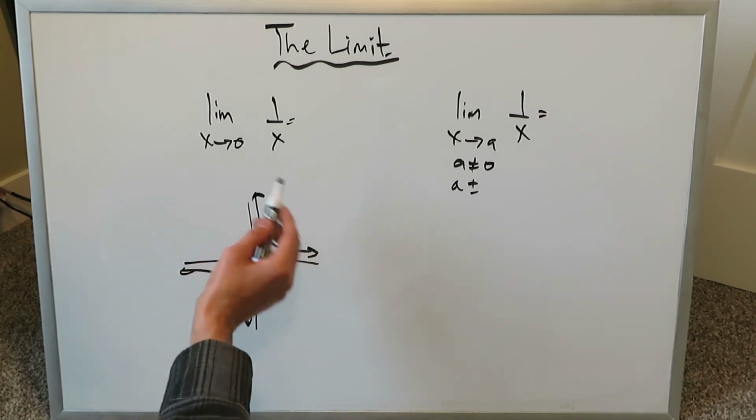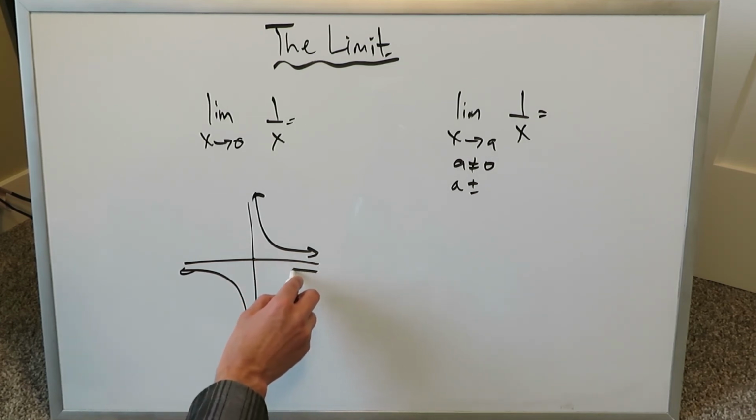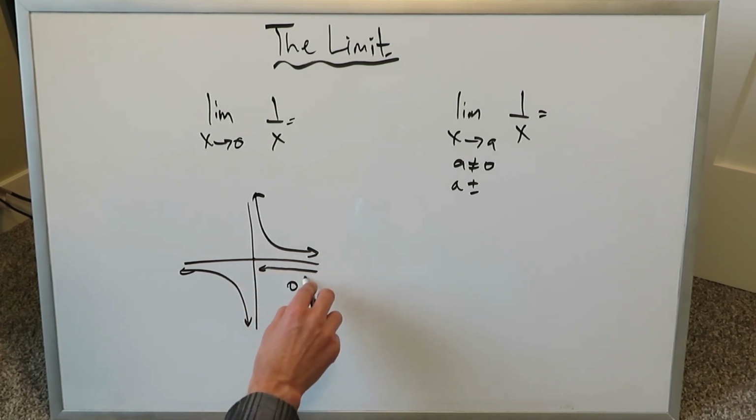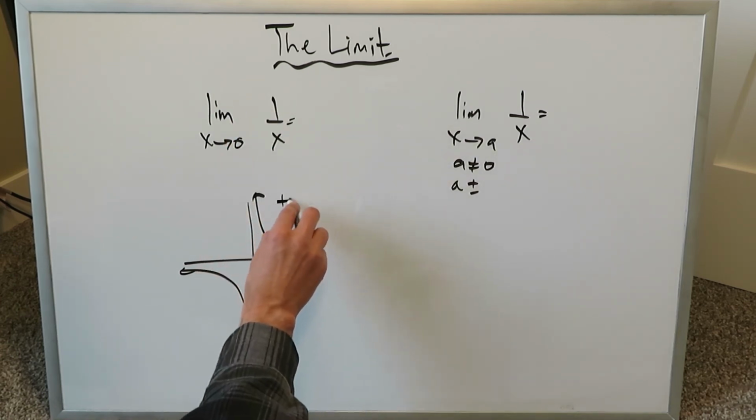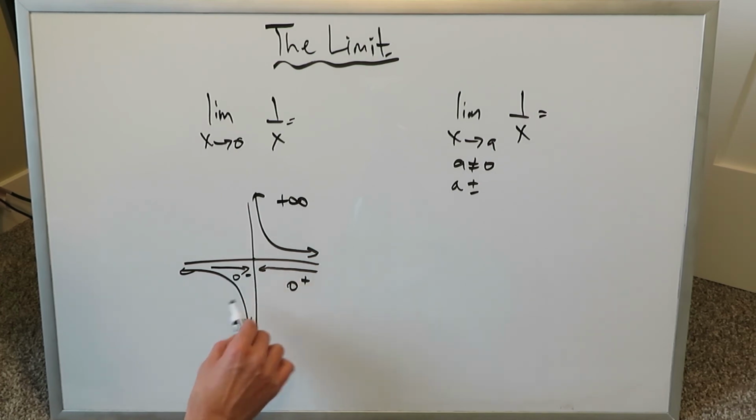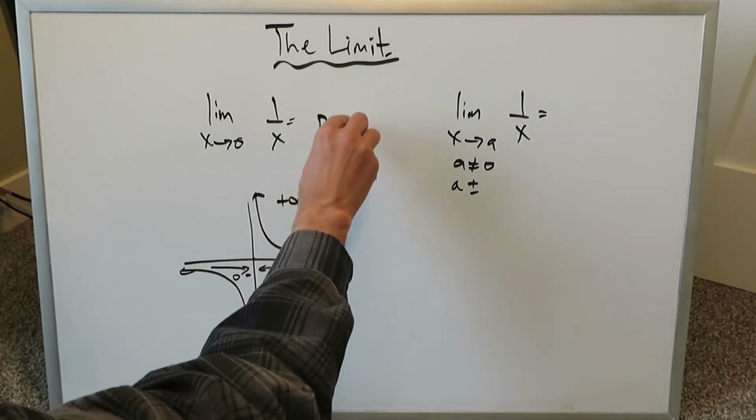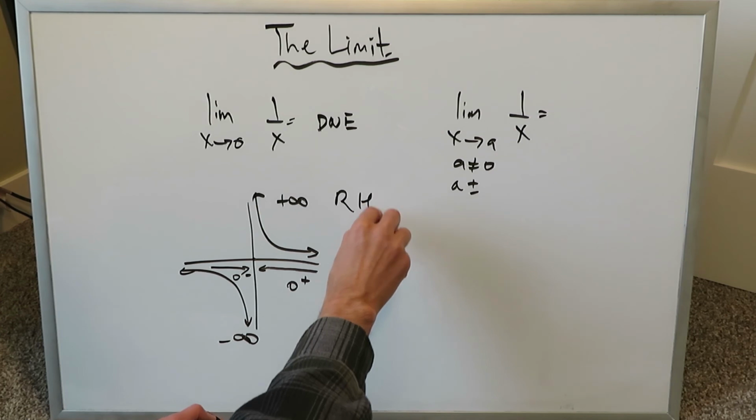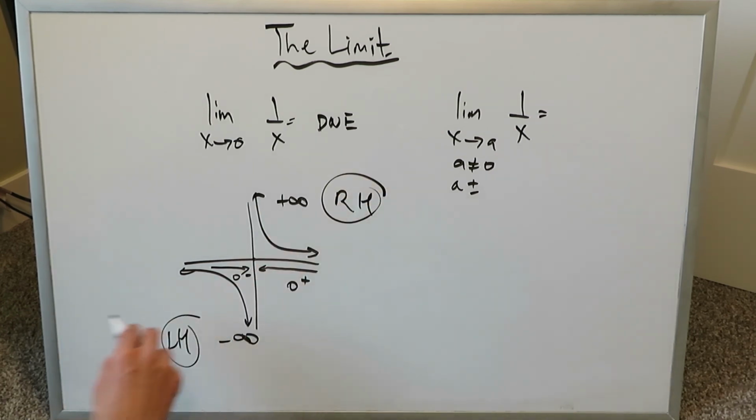Limit as x approaches 0, 1 over x. You always have to look at the right hand and the left hand. As x values approach 0 from the right, your curve shoots up towards positive infinity. Limit as x approaches 0 values from the left, your curve shoots down towards minus infinity. Limit as x approaches 0 in general does not exist because the right hand and the left hand limits are not equal, therefore the limit cannot exist. That right there would be your answer.